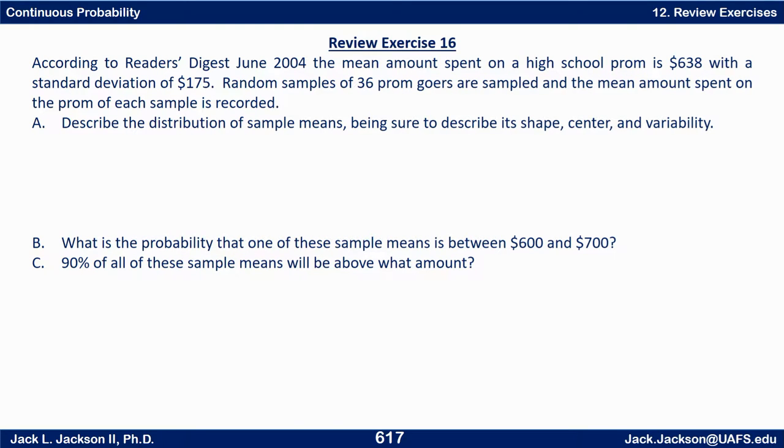Okay, next we're going to look at review, Unit 3 review problem, exercise 16. According to Reader's Digest, June 2004, the mean amount spent on a high school prom is $638 with a standard deviation of $175. Random samples of 36 prom goers are sampled, and the mean amount spent on the prom of each sample is recorded. Describe the distribution of sample means, being sure to describe its shape, center, and variability.